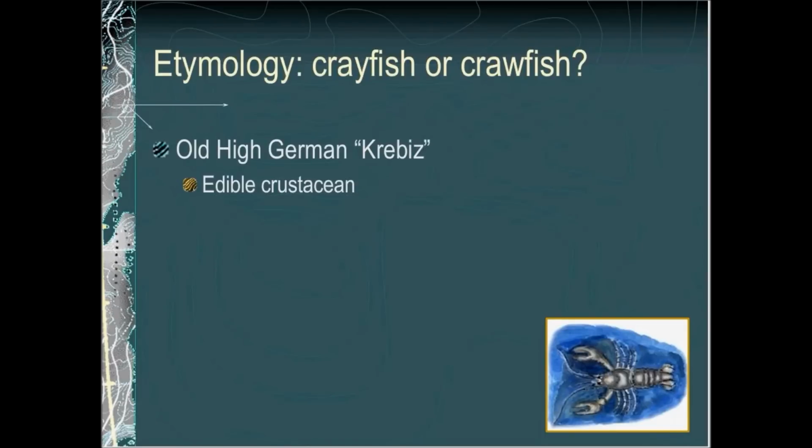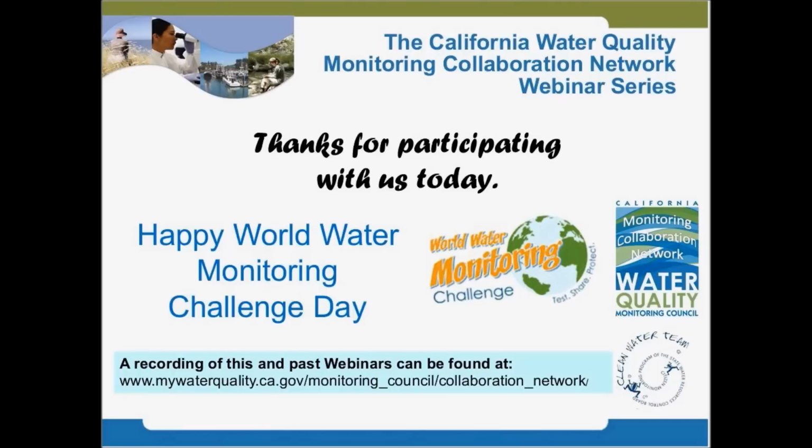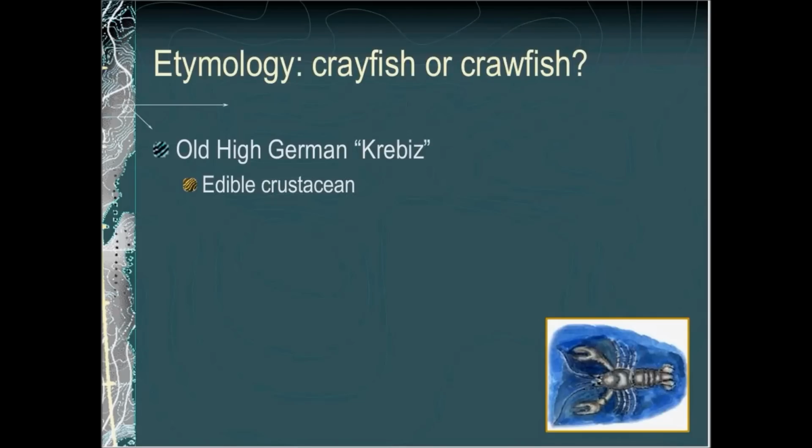The word crayfish or crawfish actually goes back to the old German Krebs, which means edible crustacean. In fact, in modern German, Krebs still means crab. The old French speakers heard this and, in their Frenchy way, softened it up to crevice. This was first written in a document sometime around 1311 and 1312.